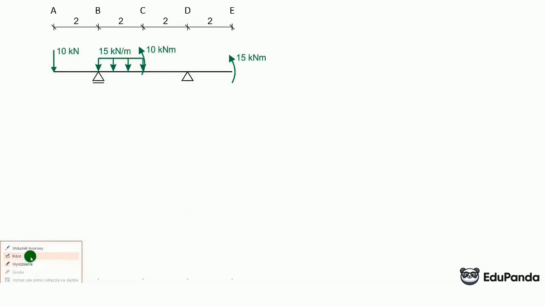So we mark the reactions at the supports. One we already know, which is 0, meaning that the horizontal component is 0. And here, there will be the reaction Vd, and next to it will be the reaction Vb. And once we have that marked, we can take care of calculating those reactions.